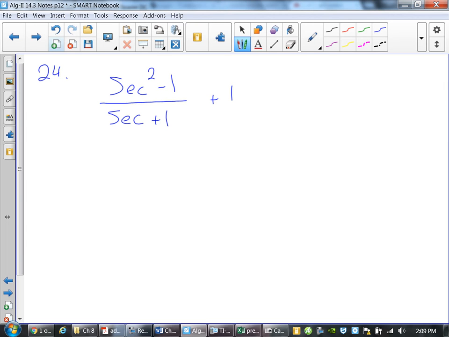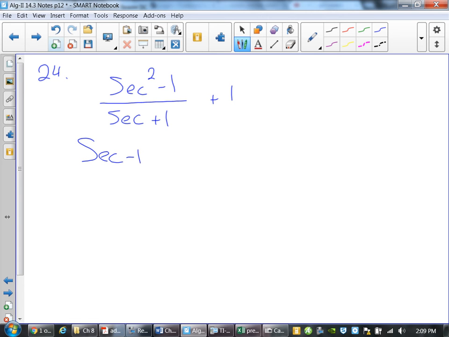You can't, because it's not a factored form. Think of the numerator as x squared minus 1 and the denominator as x plus 1. But what could you do to the numerator? Factor it. One way of doing this is to factor the numerator. Is secant squared a perfect square? Yes. Is 1 a perfect square? Yes. Is that a subtraction sign? Yes.